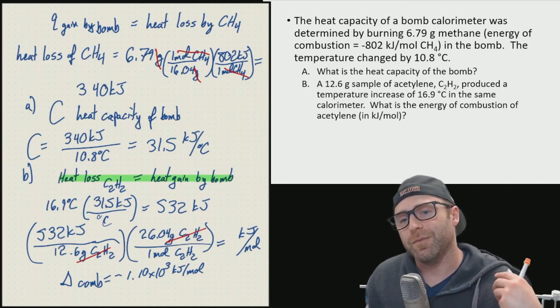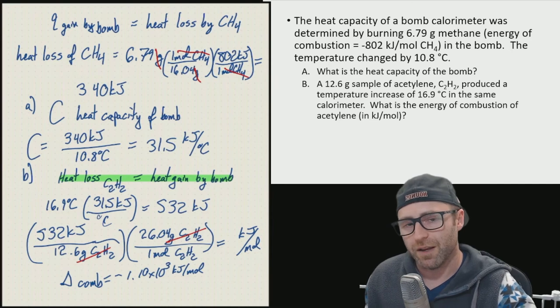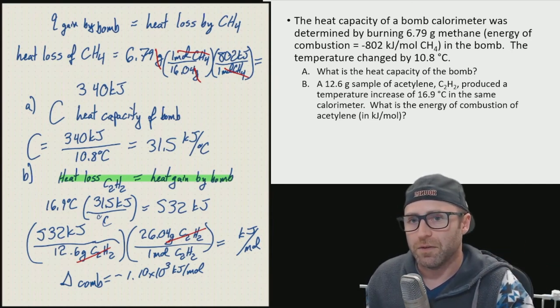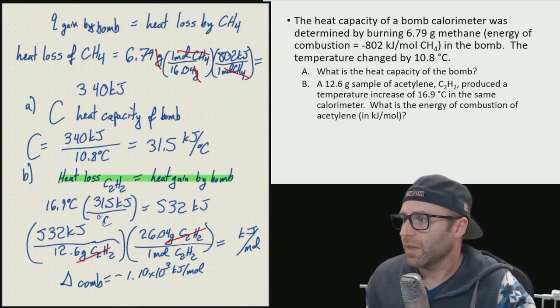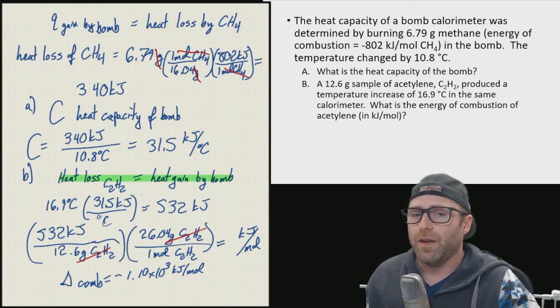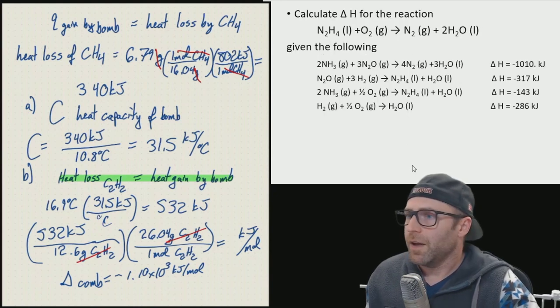Because it's heat being released. It's energy being released as part of the combustion. It's not being absorbed as part of the combustion. So that negative sign is going to be absolutely necessary here in order to do this problem. And that's kind of the basics of a math problem for bomb calorimetry. It's kind of nice. Okay.